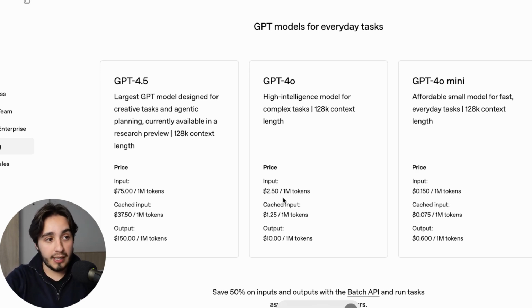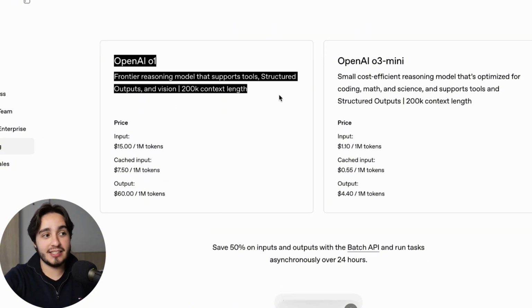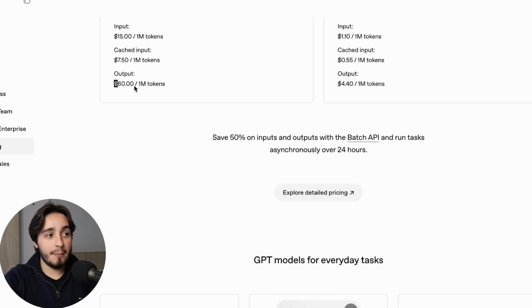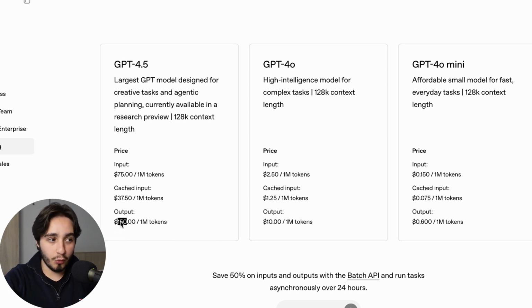Well, if you look at 4.0 by itself, it still costs $2.50 in comparison to the $75. And in the output, it costs $10 in comparison to $150. The price comparison is still crazy. And even if we go to the O1 models and the O3 mini models, which are really good at reasoning, the price comparison is actually insane. I'm laughing while I'm saying this because it almost doesn't make sense to have the O1 model, which is an insane model for reasoning, costing $15 per 1 million tokens of input and $60 per 1 million tokens of output. Meanwhile, GPT 4.5 costs $75 for 1 million tokens of input and $150 for 1 million tokens of output.